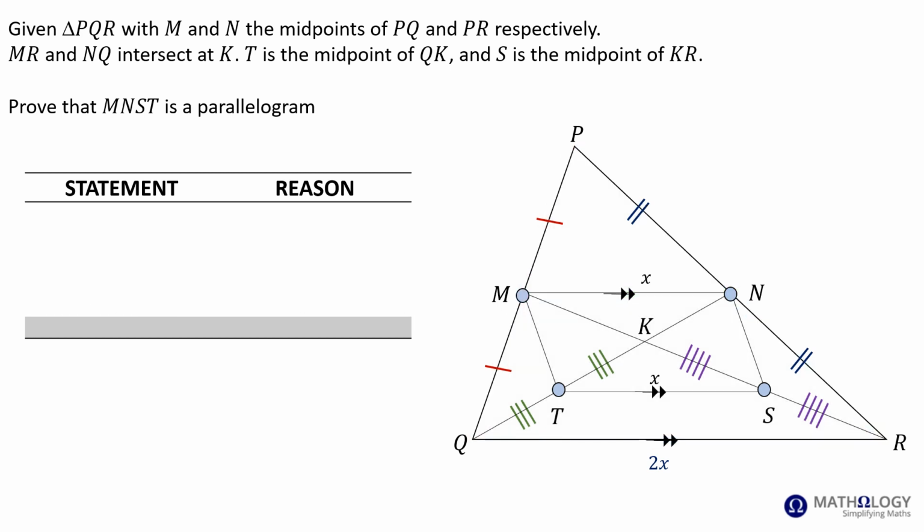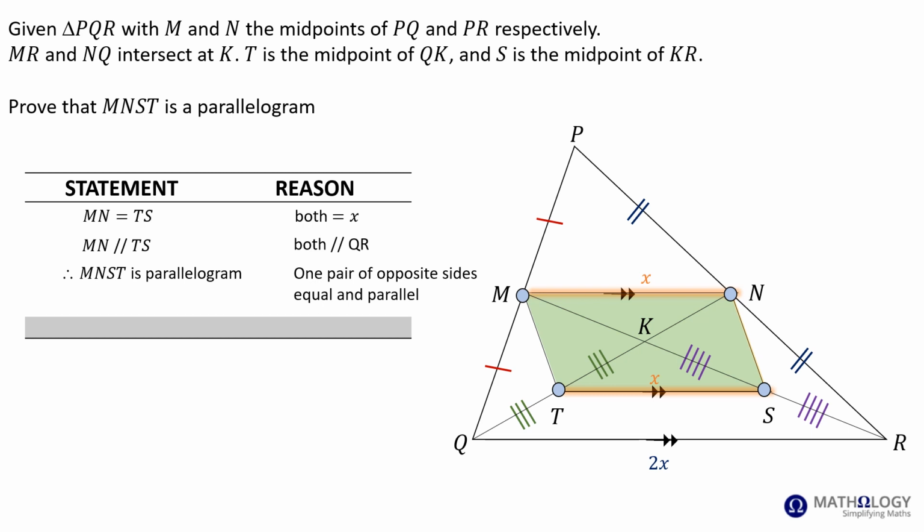Looking at quadrilateral MNST, MN equals TS, the reason is that both line segments equal x. MN is also parallel to TS, since both line segments are parallel to QR. We can now state that MNST is a parallelogram, because one pair of opposite sides are equal and parallel.